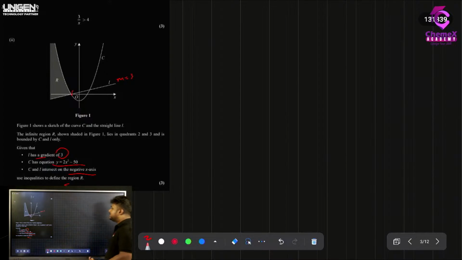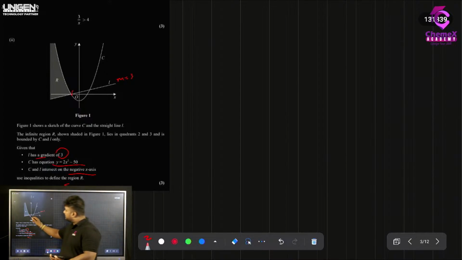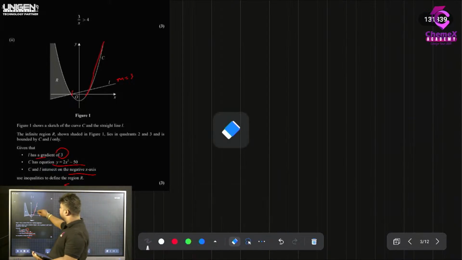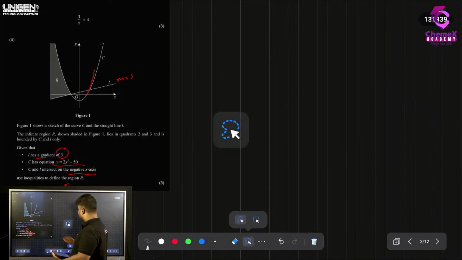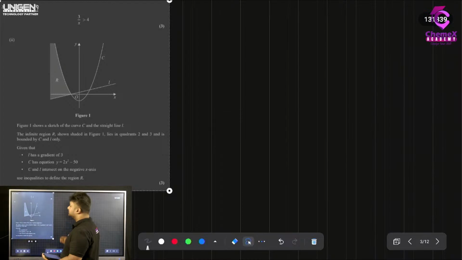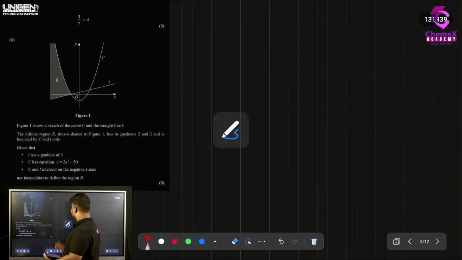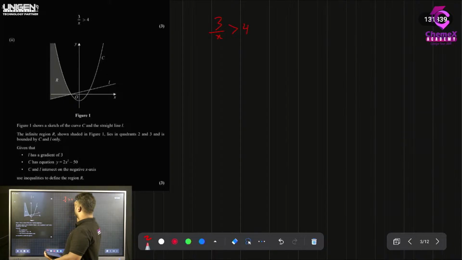Easy. First thing is, I need to find what? I know the equation of this U shape. There's an A part, right? I forgot to do that first part. Can you see there's a part at the top? So how do you solve that? 3 over x larger than 4. So I'll take x to the other side. 3 over 4 larger than x.